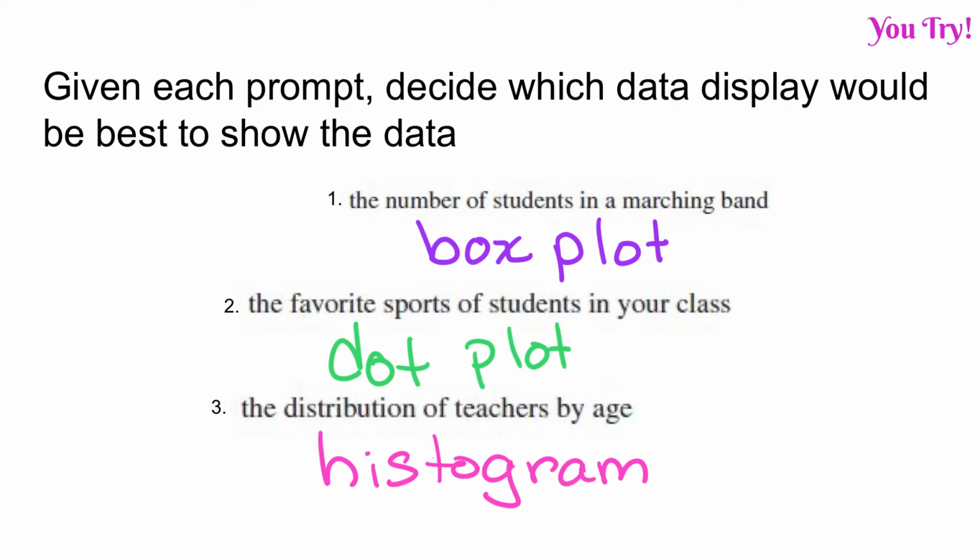The favorite sports of students in your class, a dot plot. And then distribution of teachers by age, I think it would be a histogram. Because you can break up in the histogram by age, so 20 to 30 years old, 31 to 40, etc. So that's why I believe that those are the best plots for each of these different situations.